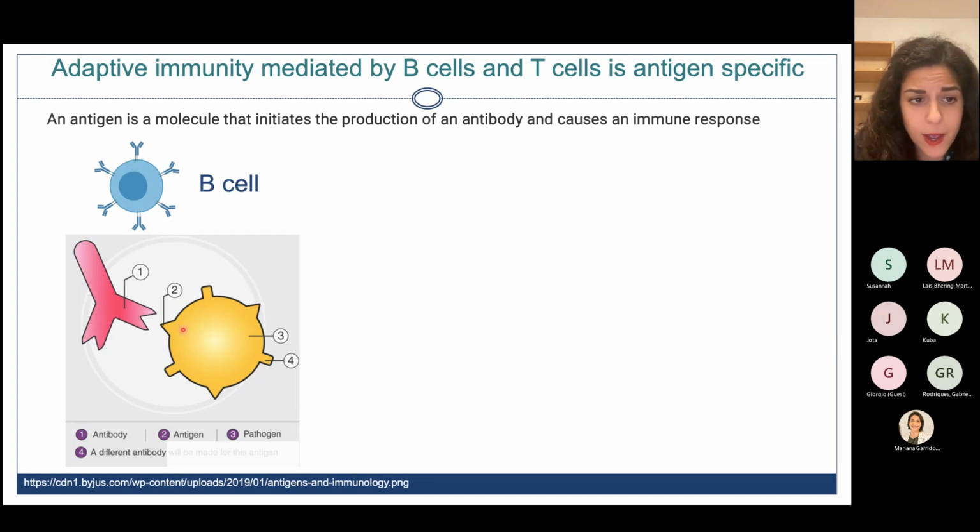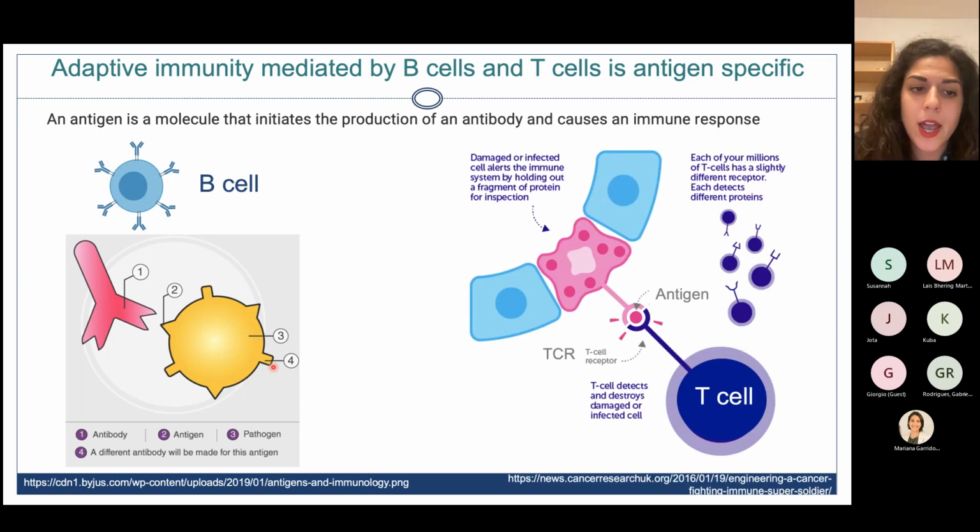But this response is highly specific because you can see here that the antibody will only target the antigen number 2, while the antigen number 4 that is also present in the pathogen will not be targeted by this antibody, maybe by another antibody that will be secreted by other B cells.